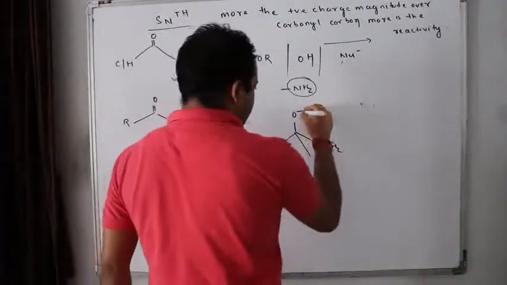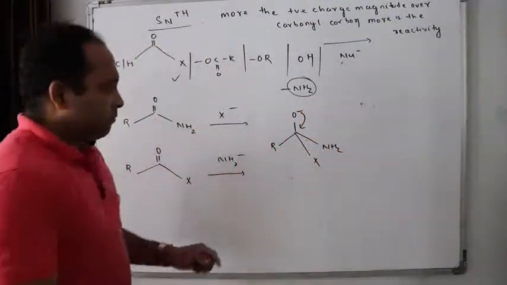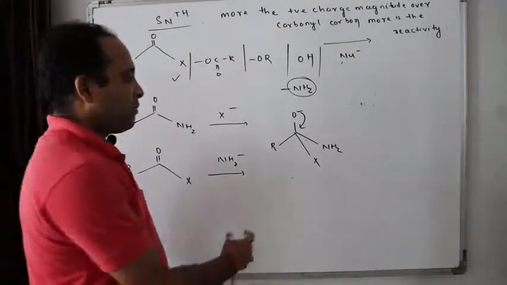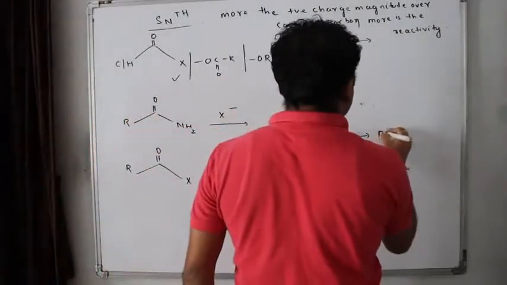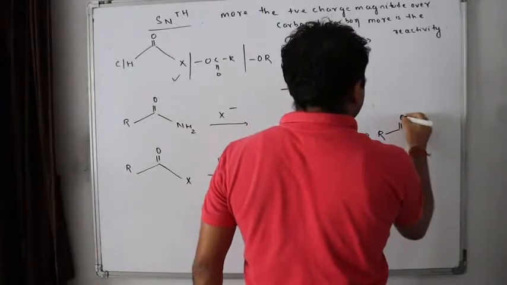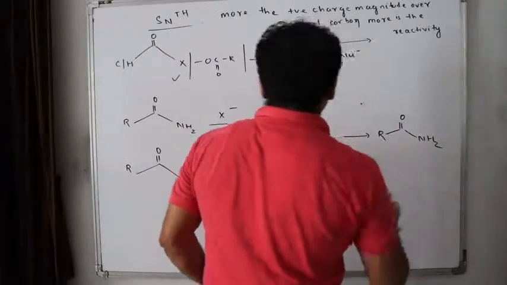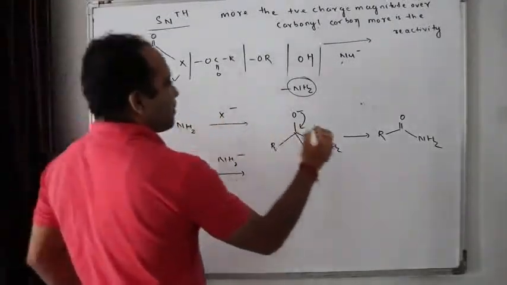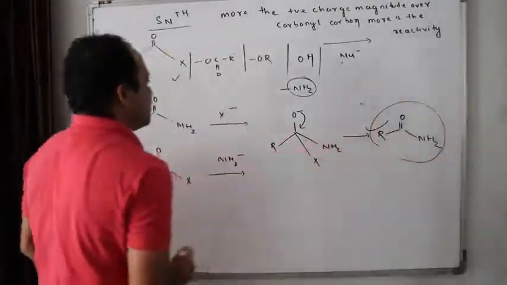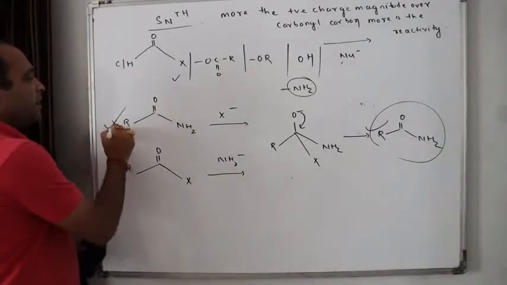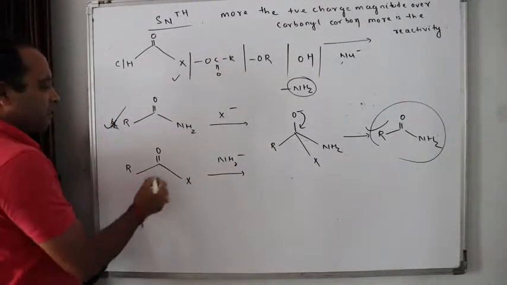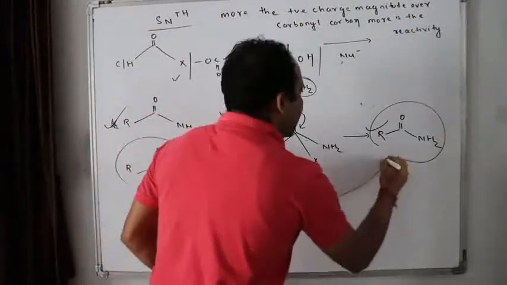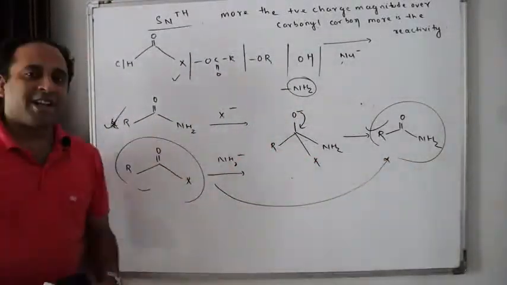Now, when this minus reverts, the best leaving group leaves. Now tell me, who is the best leaving group? X. So what will be formed here? R C double bond O NH2. So in the first case, the same product is formed after the reaction. That means here it is not reacting by SNTH, isn't it? But in the second case, what happened? This X is replaced by NH2. The second is reactive, whereas the first is not reactive.